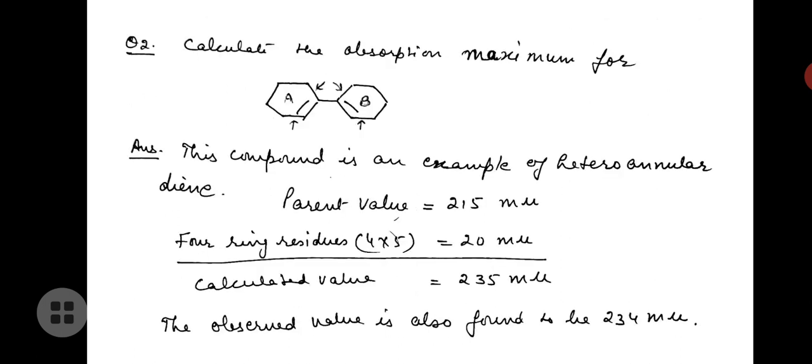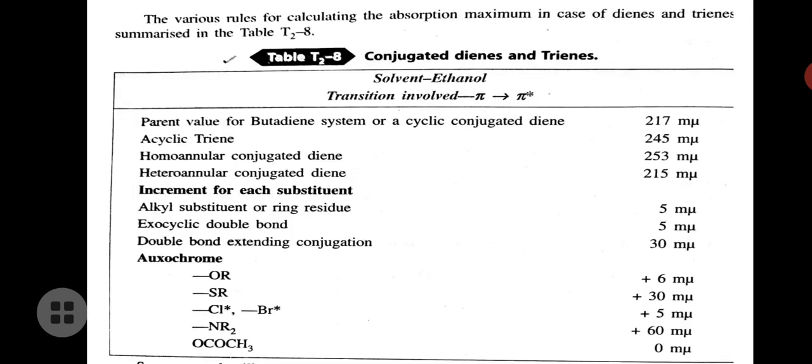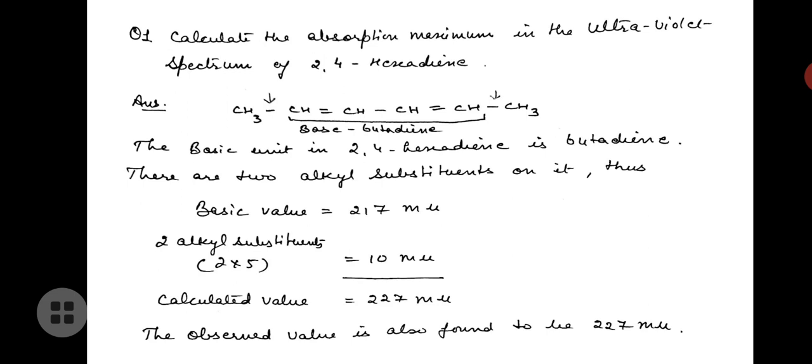Now see the next example. Calculate the absorption maximum for this system. Here, this compound is an example of a heteroannular diene because the conjugated double bonds are present in different rings. See the conjugated system here. One double bond is in ring A and the other double bond is in ring B. So here the parent value is 215 millimicron. Again, you can see it in the table. For heteroannular conjugated diene, it is 215 millimicron.